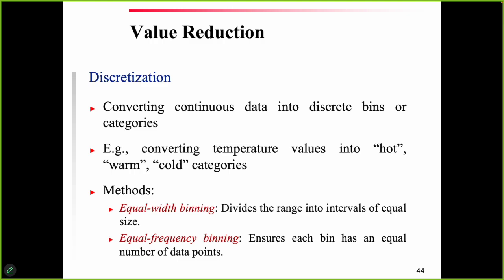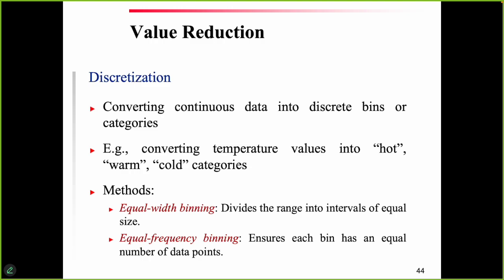Now, one of the most common value reduction techniques is discretization, which means converting continuous data into discrete bins or categories. So you are just converting continuous numeric values into categories. This is only applied to numeric data. For example, you are grouping values into several bins. Instead of having exact temperatures like 18.3 degrees, 22.5 degrees, and so on, we can just map them to labels.